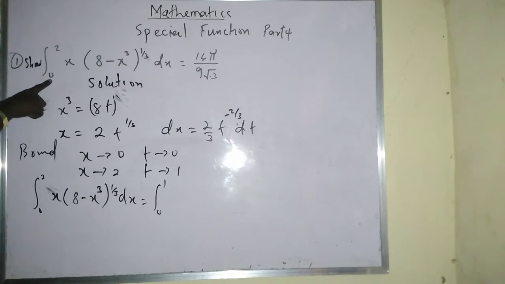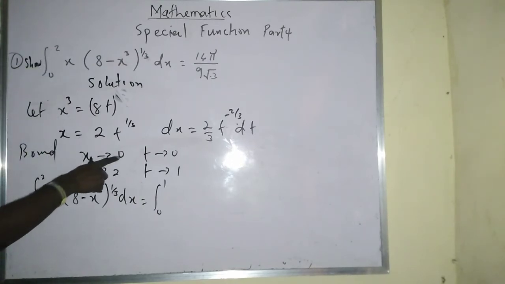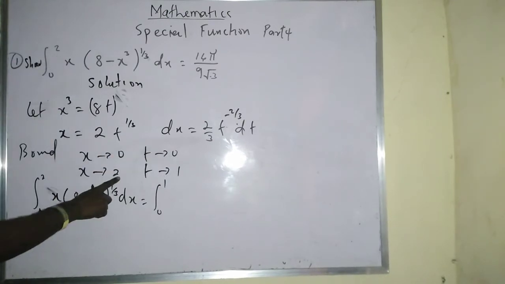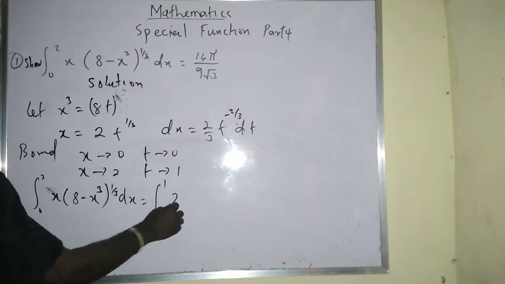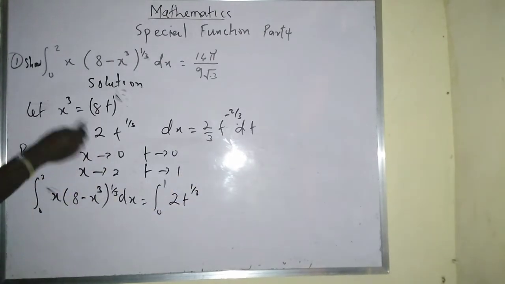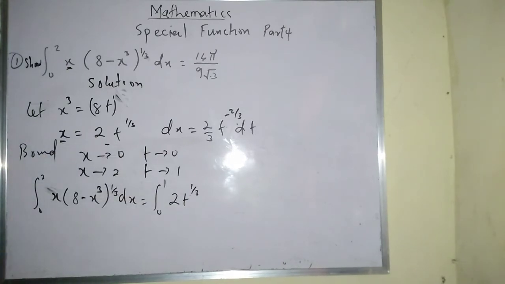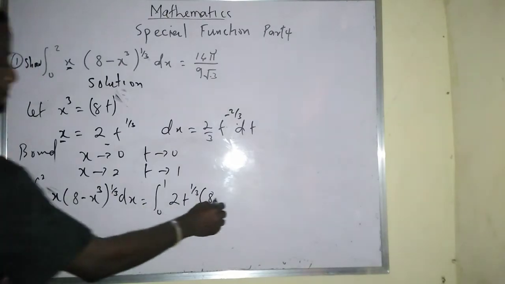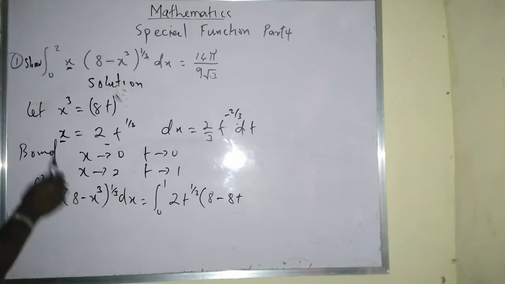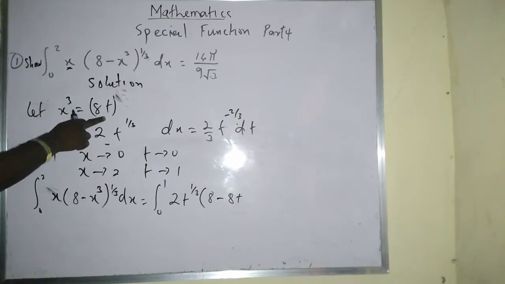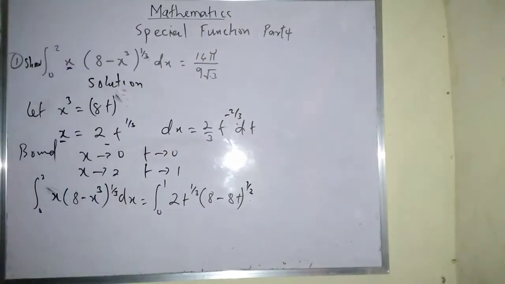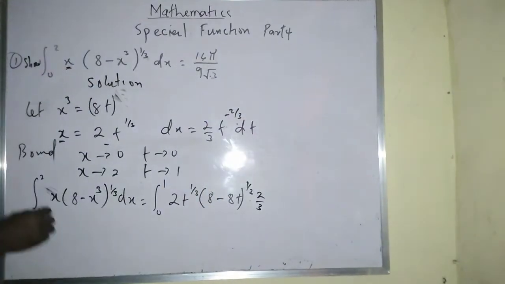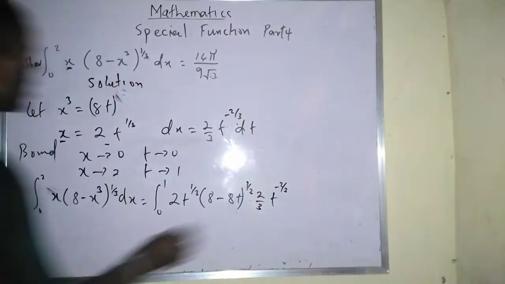What am I using there? I'm using the bounds: when the lower bound is 0, t equals 0, and when the upper bound is 2, t equals 1. Now I put the value of x, which is 2t raised to power 1/3. Then I have the bracket of 8 minus 8t, since x raised to power 3 equals 8t, all raised to 1/3, multiplied by 2/3 t raised to power minus 2/3 dt.